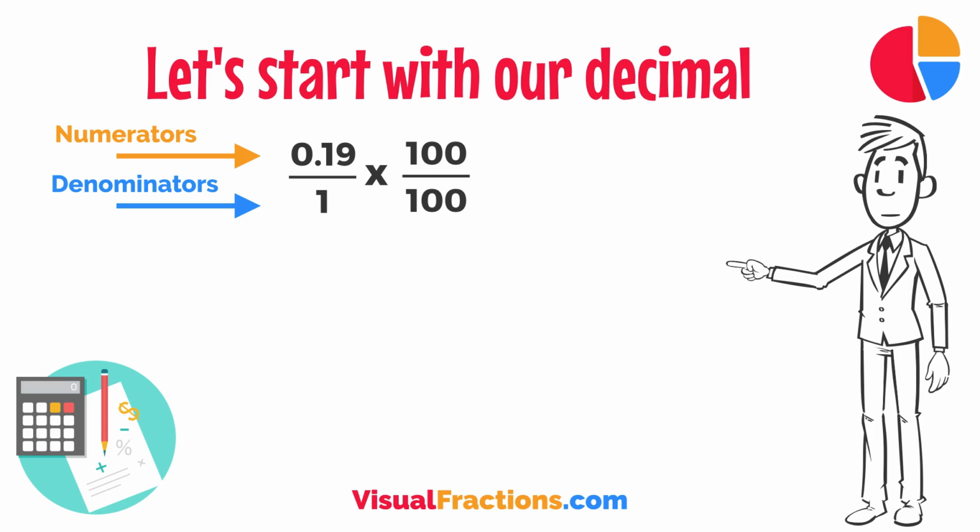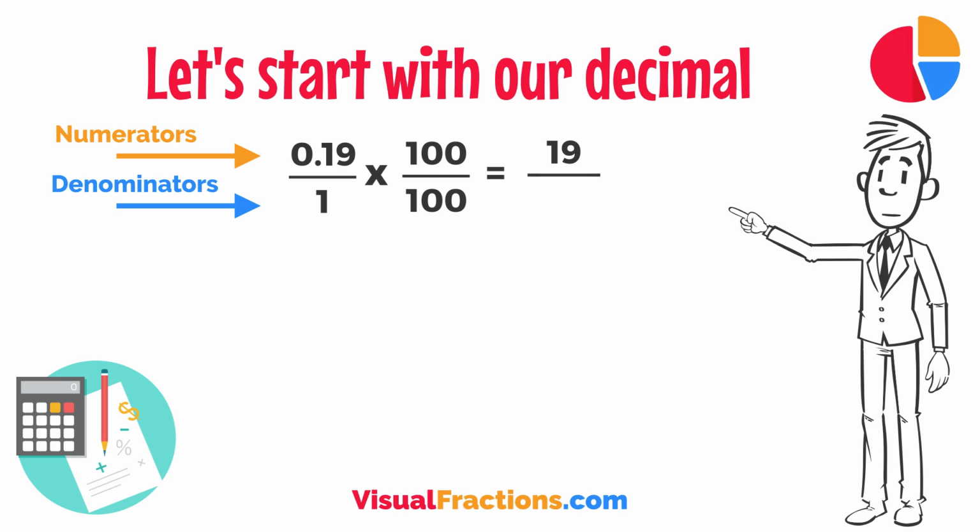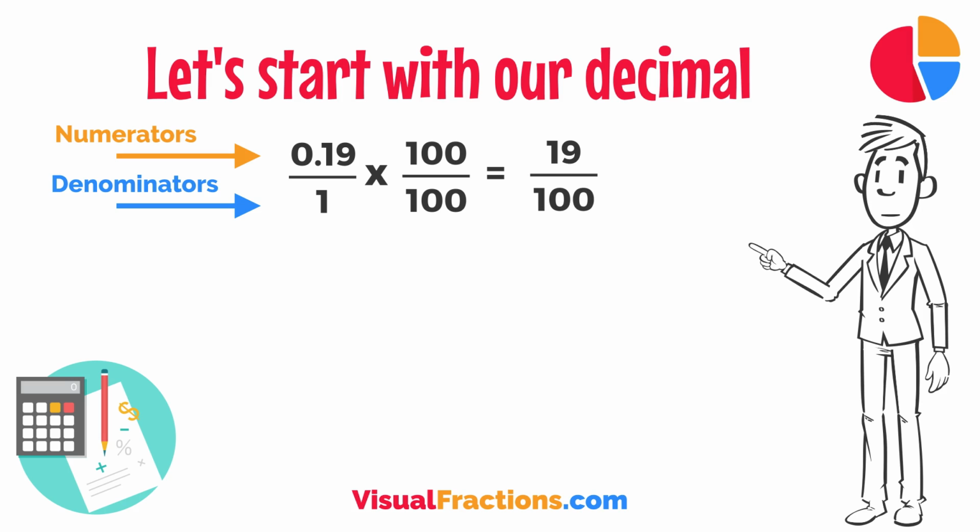So, 0.19 times 100 gives us 19, and 1 times 100 gives us 100. This translates 0.19 to the fraction 19 over 100.